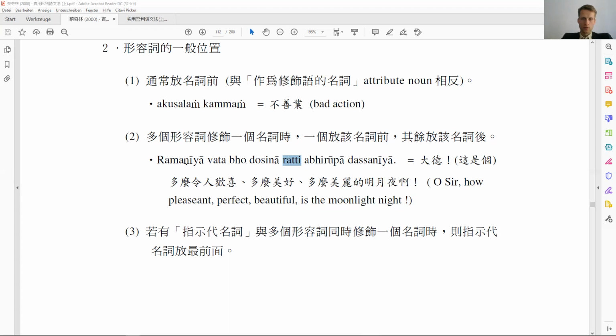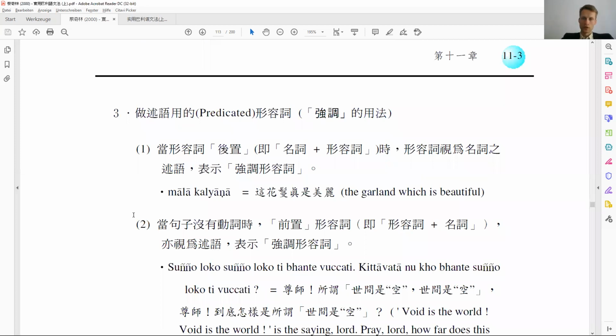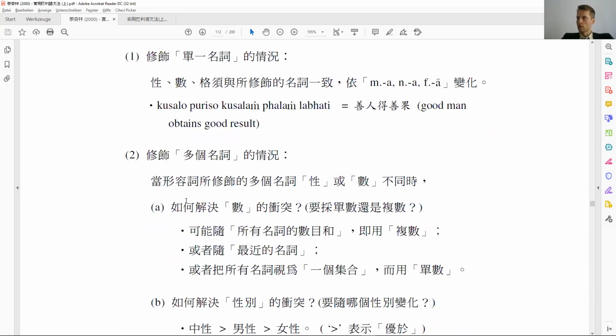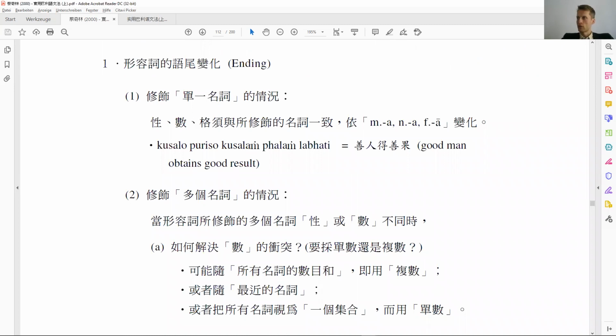If there is a demonstrative pronoun relating to the same noun, it will precede the whole group. Now, a noun plus an adjective or adjectives means that the adjective is or are predicated and then emphasized, which then builds a nexus, where it means like who or which, whereas previously an adjective plus a noun is a junction. So previously we had this adjective plus a noun, kusala puriso, and kusalang palang, good man and good fruit.